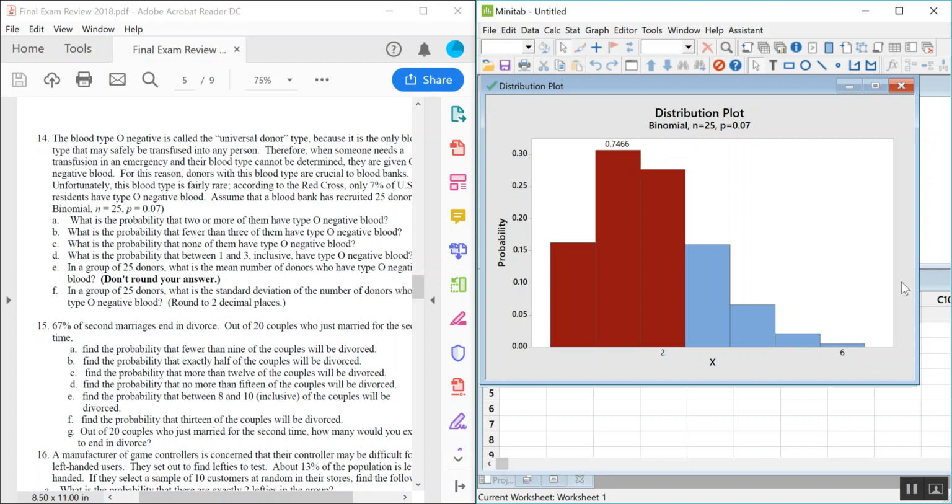And the quick and dirty way to do this, or easy, I should probably just say easy instead of quick and dirty, is that if you look at this, you already have a graph of all the boxes. And hopefully you remember that in Minitab, if you leave your mouse hovered over a box, it'll give you the probability. And so since C is, what's the probability that none of them have type O negative blood, you can just leave it sit there, and it literally tells you what 0 is. Good times. It's probably good that this question is later. You can skip around in your questions.